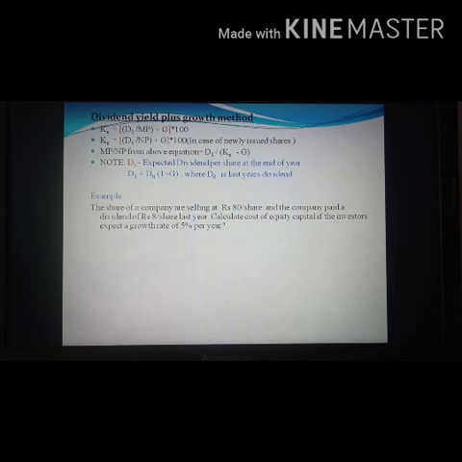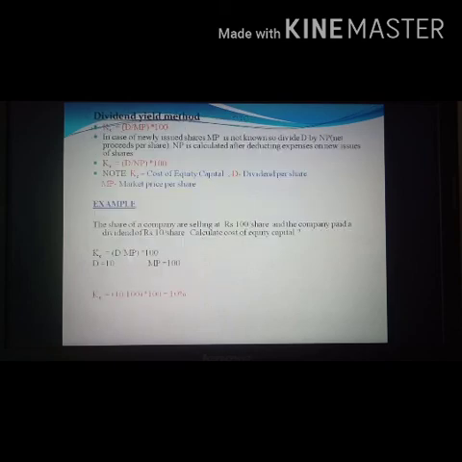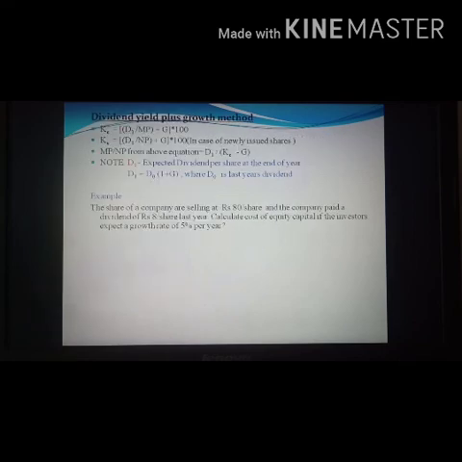We can move on to the next area, that is the dividend yield plus growth method. In this also we can see that 2 formulas will be there, that is KE is equal to D1 divided by MP plus G, that is the growth rate, into 100. And in case of newly issued shares in which market price is not given, then instead of MP we must take NP. So KE is equal to D1 divided by NP plus G into 100 when it is newly issued shares.